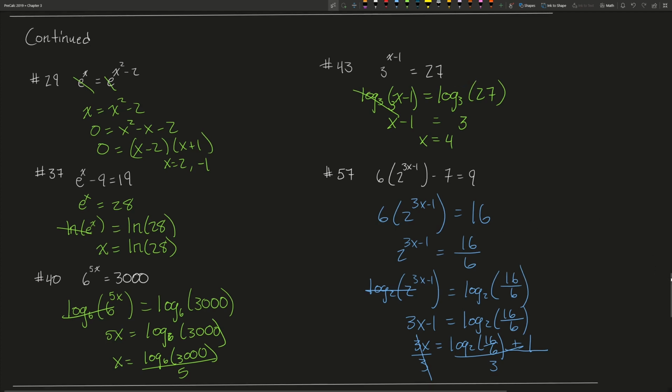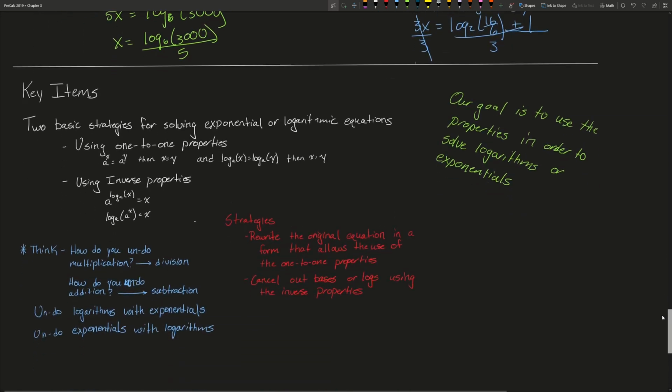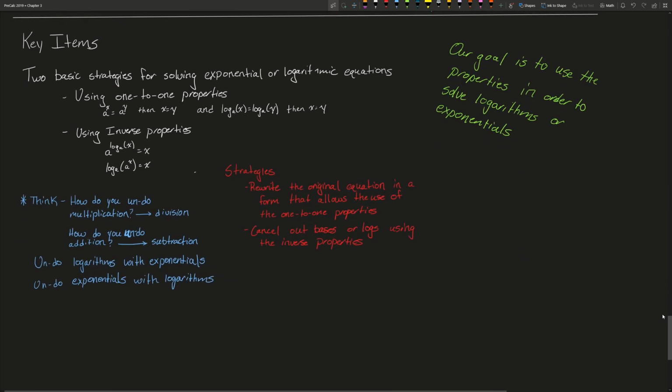So hopefully these examples cleared up at least a couple of things, but for now, a couple of key items to keep in mind. There are 2 basic strategies for solving exponential or logarithmic equations. The first is using the one-to-one property, and the second is using the inverse properties. If we know how to use both of those, these are fairly easy to do with practice. So our goal is to use the properties in order to solve logarithms and exponentials. If you keep it simple, just remember that logarithms undo exponents and exponentials undo logarithms. And as of right now, that is how we will be solving exponentials or logarithms.